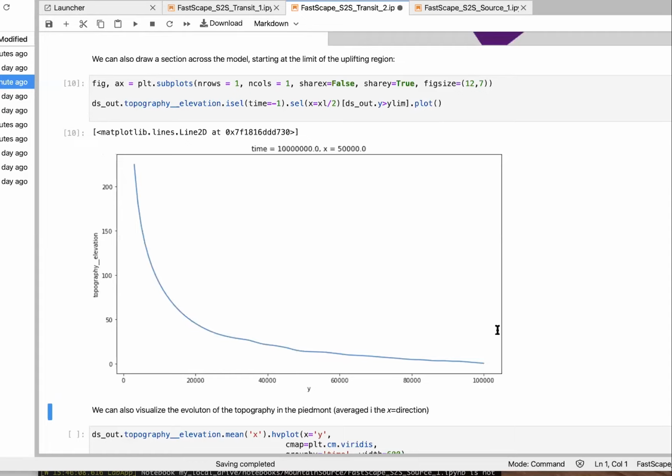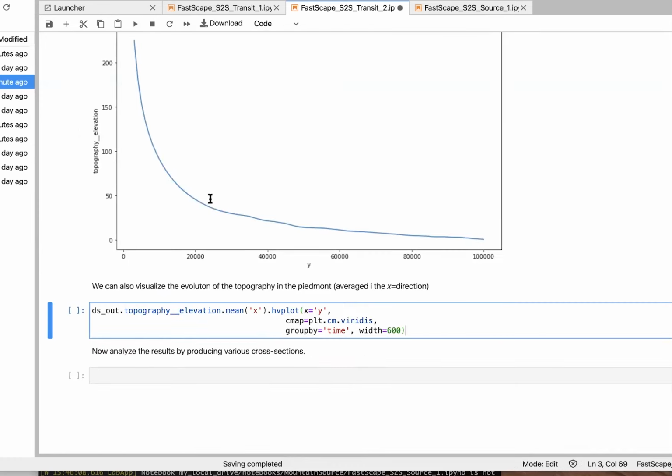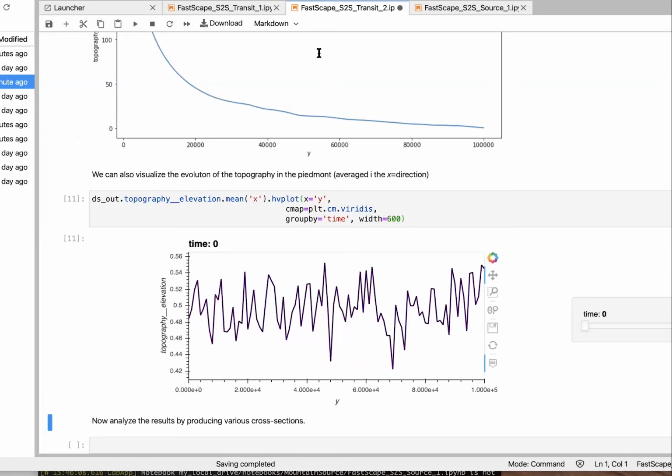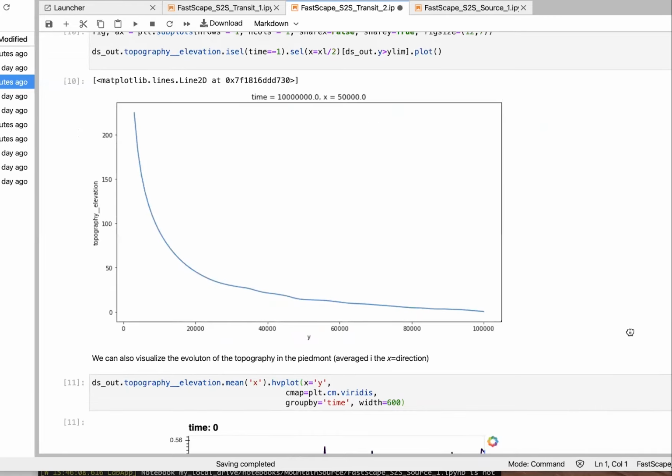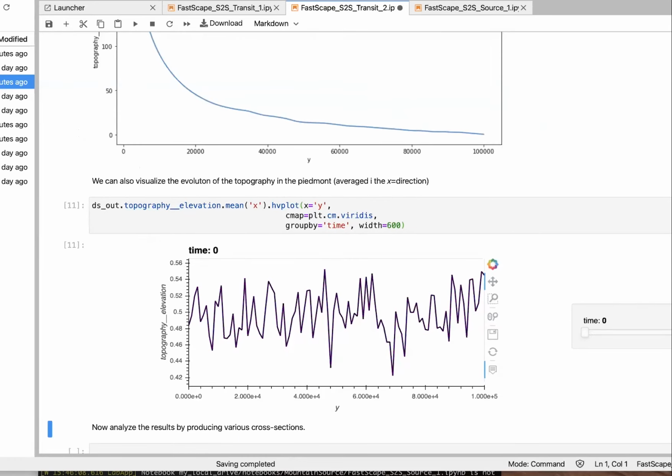Okay? And we can also have an animation, if you want, that looks at the topographic elevation, not in one selected cross section. I'm going to mean all the elevation in the x direction. I'm going to plot this across time. And so this shows the mean elevation, and I can show how the basin is going to reach steadily a steady state.